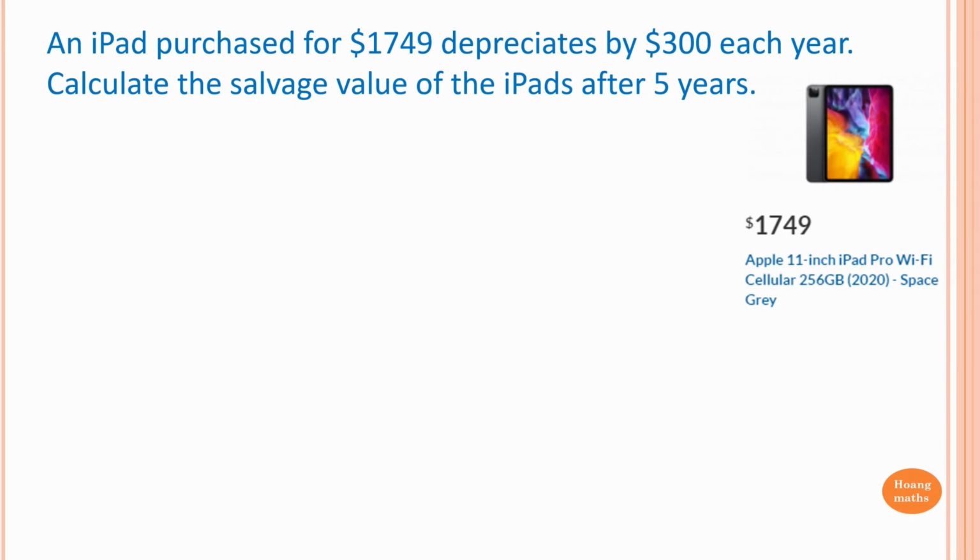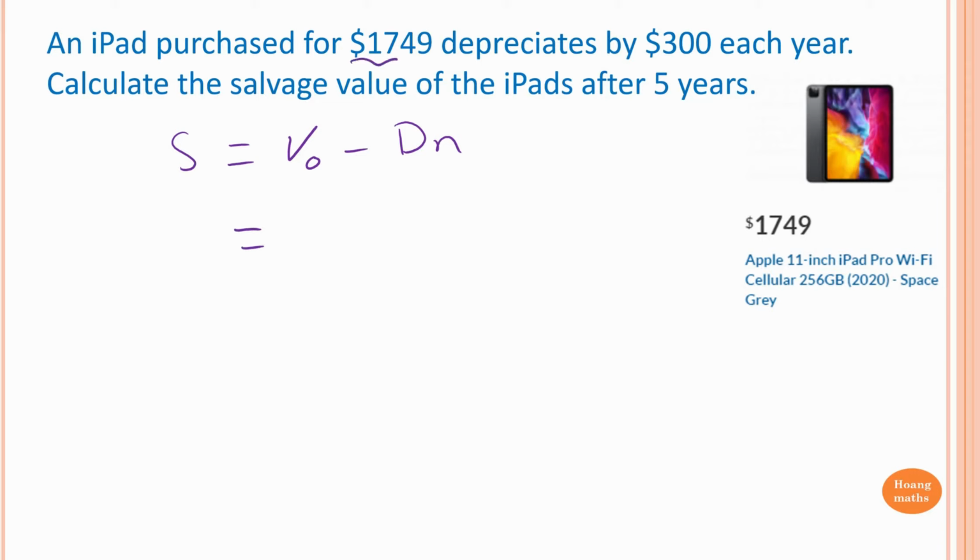Let's have a look at this example. An iPad purchased for $1,749 depreciates by $300 each year. Calculate the salvage value of the iPad after 5 years. In other words, we need to find out how much it's worth at the end of 5 years. S is equal to V naught minus DN.